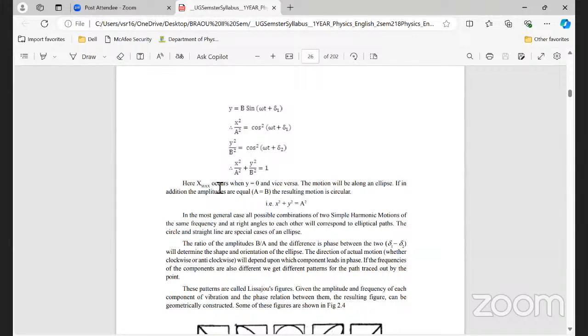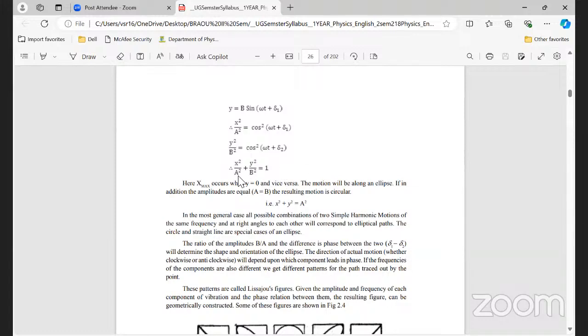So here, when do you get the maximum value of x? That means the displacement should be maximum when y equals 0. Then you will get the maximum displacement x. So in this condition, this is the path of the particle, where x square by a square plus y square by b square equals 1, which is going to trace out an elliptical orbit. That means the path should be elliptical.